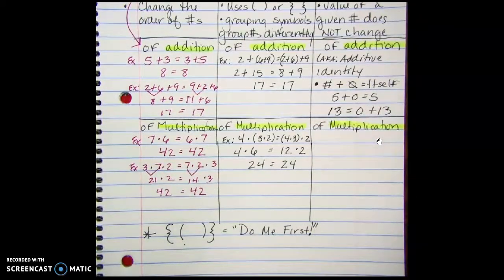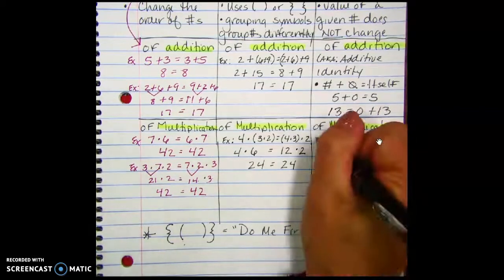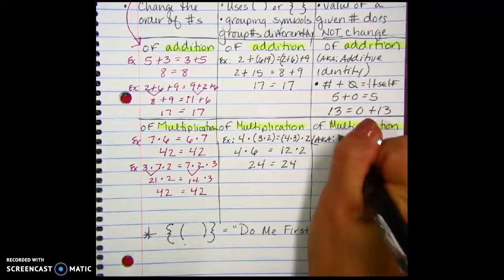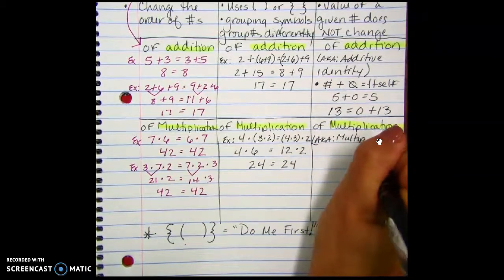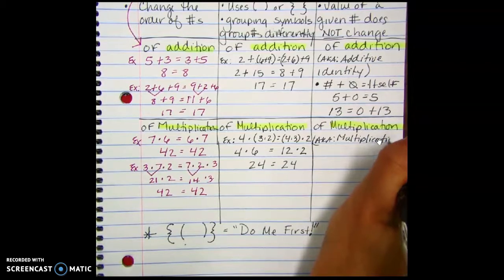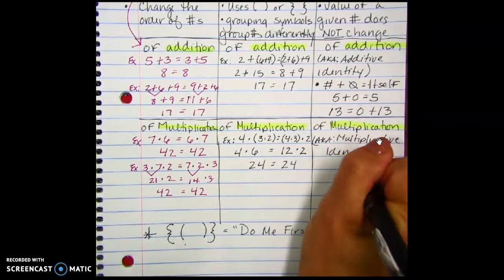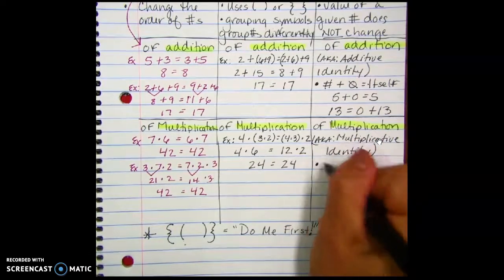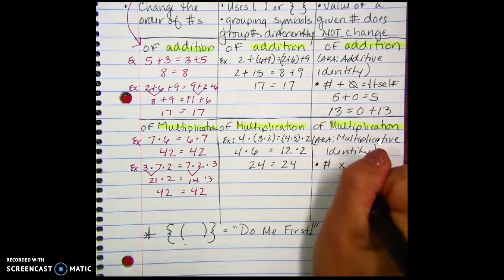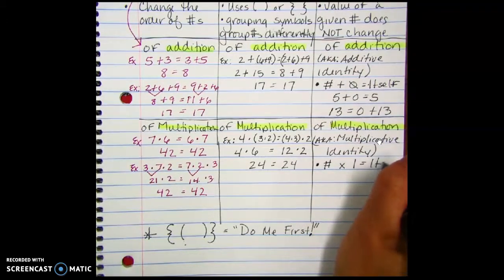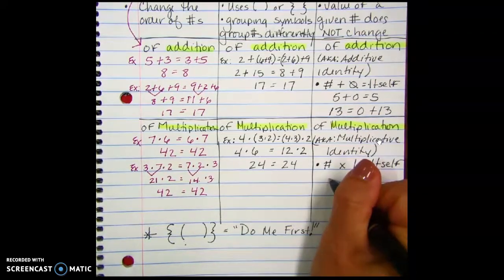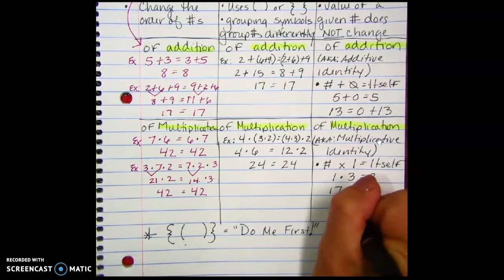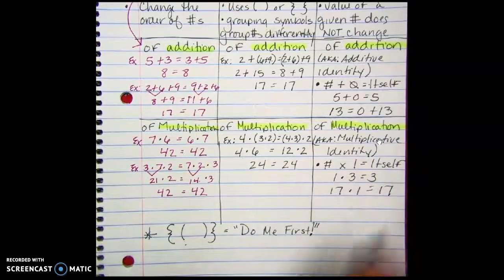The next one is the identity property of multiplication, also known as the multiplicative identity. Same thing, just a fancy name. So in this one, it's any number times 1 equals itself. We know that. So for instance, 1 times 3 equals 3. 17 times 1 equals 17.